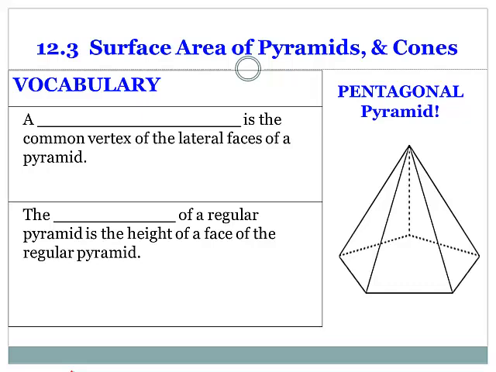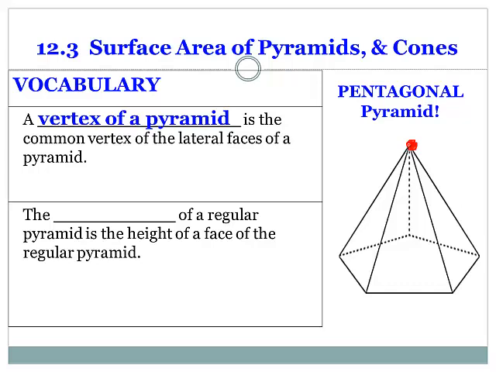Section 12.3, surface area of pyramids and cones. We're going to start once again with vocabulary, and it says that a vertex of a pyramid is the common vertex of the lateral faces of a pyramid. So if we look at our pentagonal pyramid, we can see that all the lateral faces meet right up here at the point, and this point where all lateral faces connect is called the vertex.